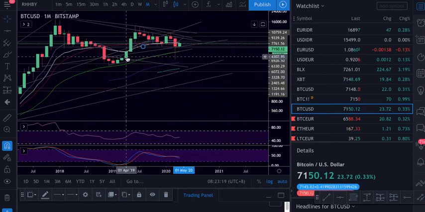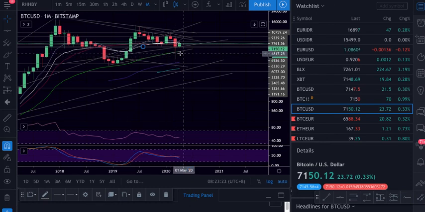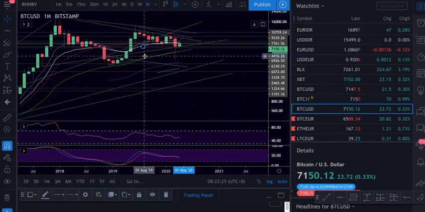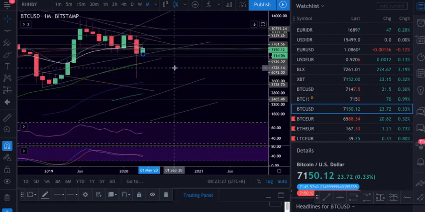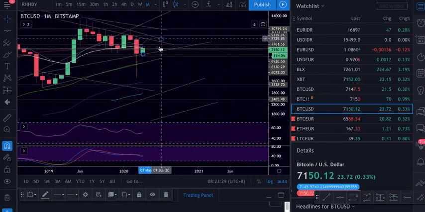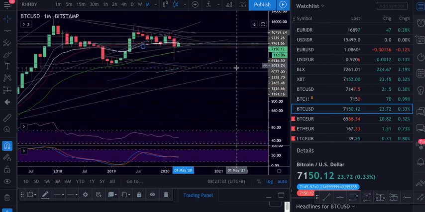Of course, we have support here on this top here, and we have the moving averages, which are strong as well. And we can be around here for a while. Who knows? Okay, so monthly chart done.